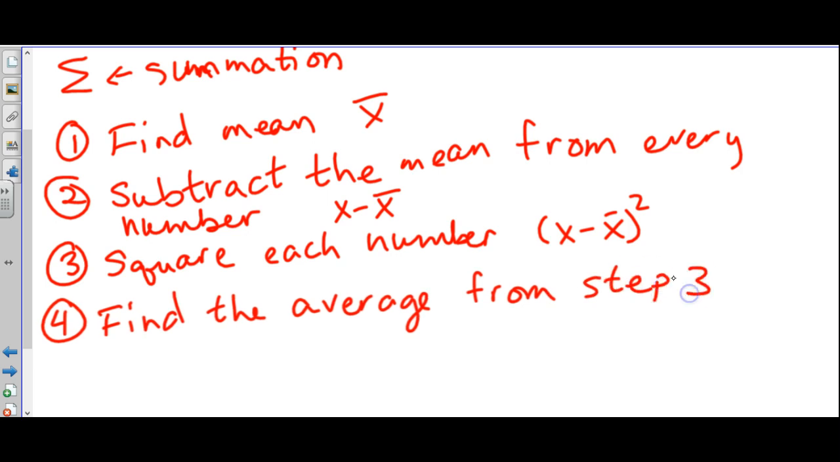So when you find the average, you add a whole bunch of things together, and then you divide by how many there are. So mathematically, they're going to represent that using the summation symbol, telling us add a whole bunch of things together. We're adding specifically all the things from step 3, and then we're dividing by n, where n is how many items are in your data set.